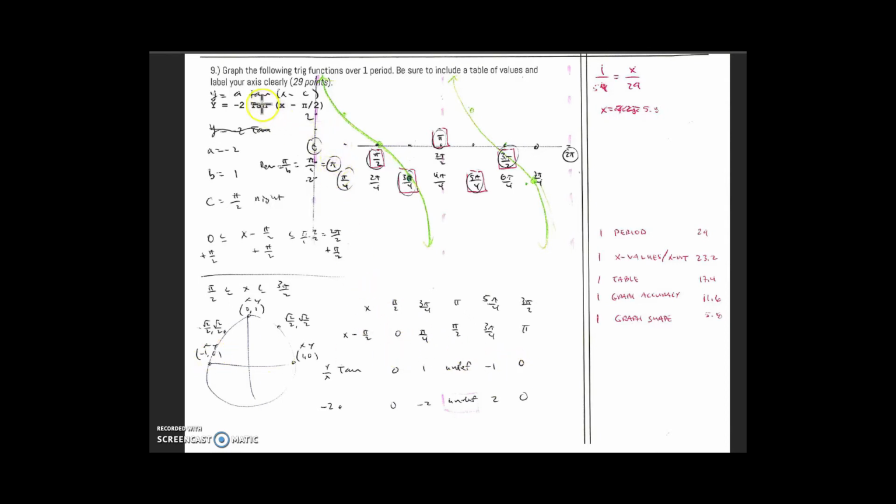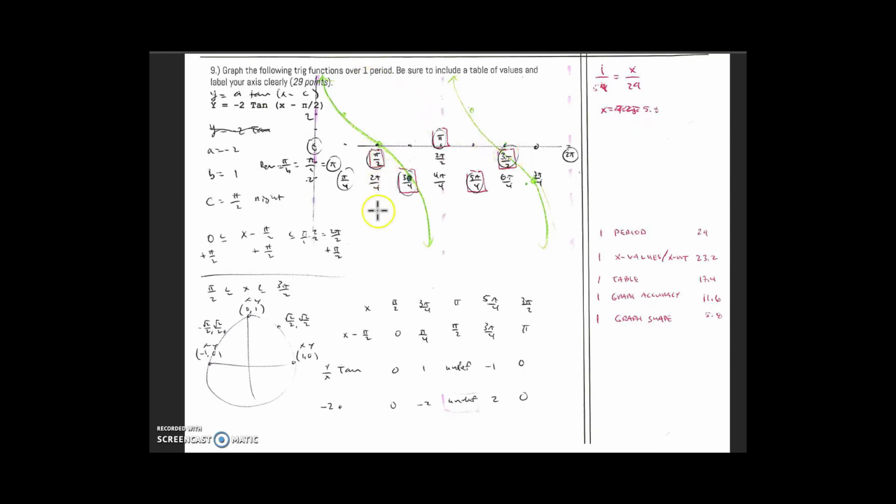And then after that, all you have to do is multiply your values by negative 2. Negative 2 times undefined is undefined, then positive 2, and 0. Then I can just go ahead and graph these. At pi over 2, I have 0. At 3 pi over 4, negative 2. At pi, it's undefined, so I'm going to draw the asymptote right there in pink. At 5 pi over 4, I have positive 2. And at 3 pi over 2 is 0.